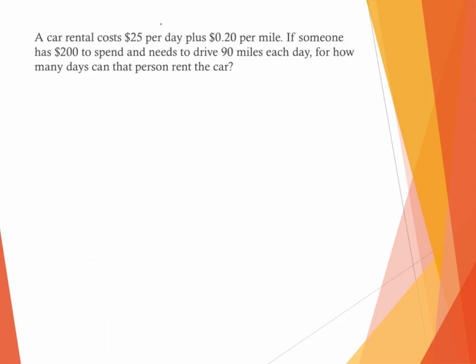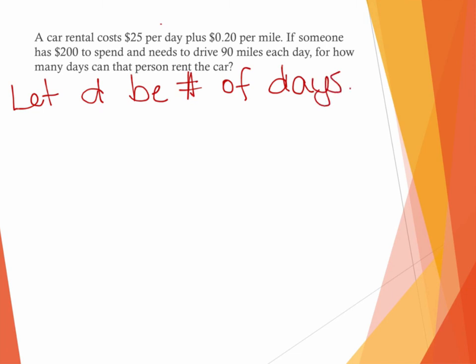In this example, a car rental costs $25 per day plus 20 cents per mile. If someone has $200 to spend and needs to drive 90 miles each day, for how many days can that person rent the car? So we're going to let D be the number of days. So we know that the car rental costs $25 per day. So that's part of my equation, 25 times D, plus 20 cents per mile.